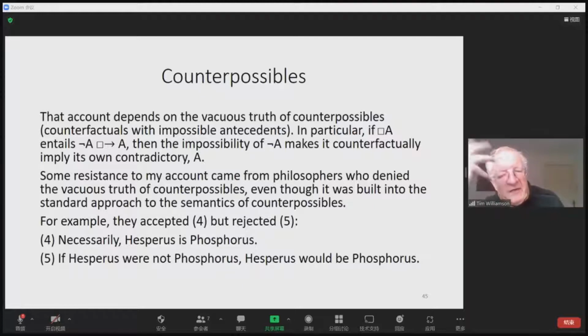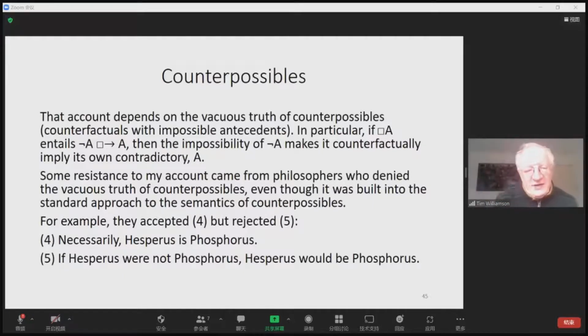But they also accepted Kripke's argument, following Ruth Barcan Marcus, for the necessity of identity, where you have an identity just between names, that if it's true, then it's necessarily the case. And so they took Hesperus is Phosphorus to be necessary, and therefore it's impossible that Hesperus is not Phosphorus. But if you look at the counterfactual conditional, if Hesperus were not Phosphorus, Hesperus would be Phosphorus, on the view that I was defending, 5 is actually equivalent to 4.